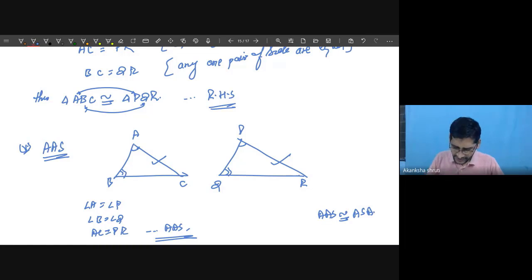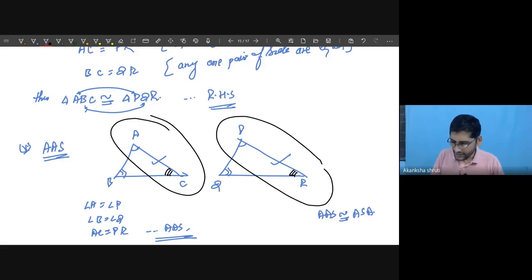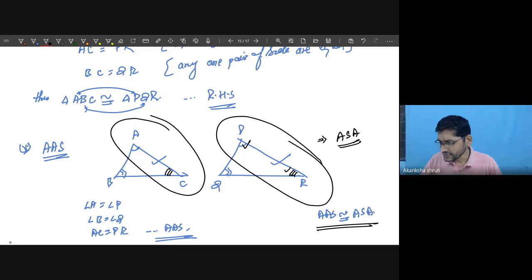So this AAS is similar to, or exactly the same as, ASA. Why? Because if two angles are equal, this angle corresponding to this, then by the angle sum property we can prove that the remaining angle C will also be equal to angle R. This way, the given equal side turns into the included side, because if A and B are equal, then angle C will equal angle R. So this side now gets included, and it can be written as ASA: angle, angle and included side. So ASA is identical to AAS.